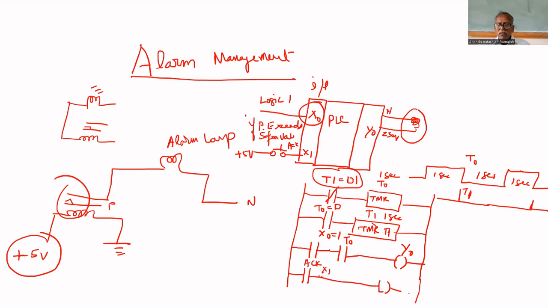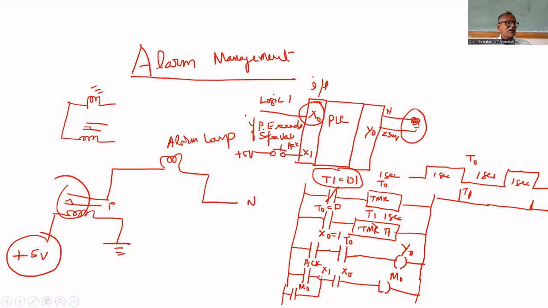That is M0, memory variable M0. Here, if you put a sealing contact, M0 will be continuously 1. It means it is acknowledged. We have to acknowledge only if the signal comes. If the pressure exceeds, then only we have to acknowledge. That's why that X0 is also in series. If the signal comes, he will acknowledge. Therefore, M0 becomes 1.